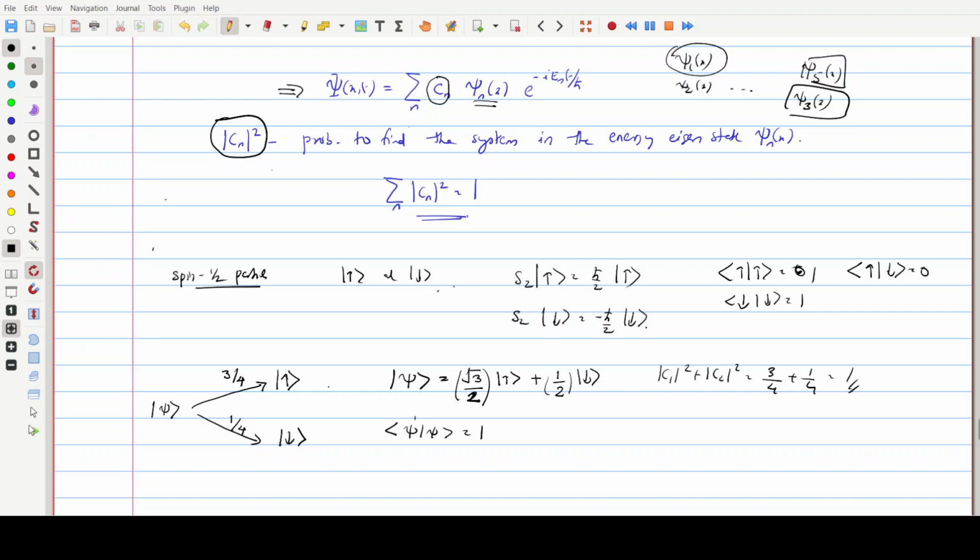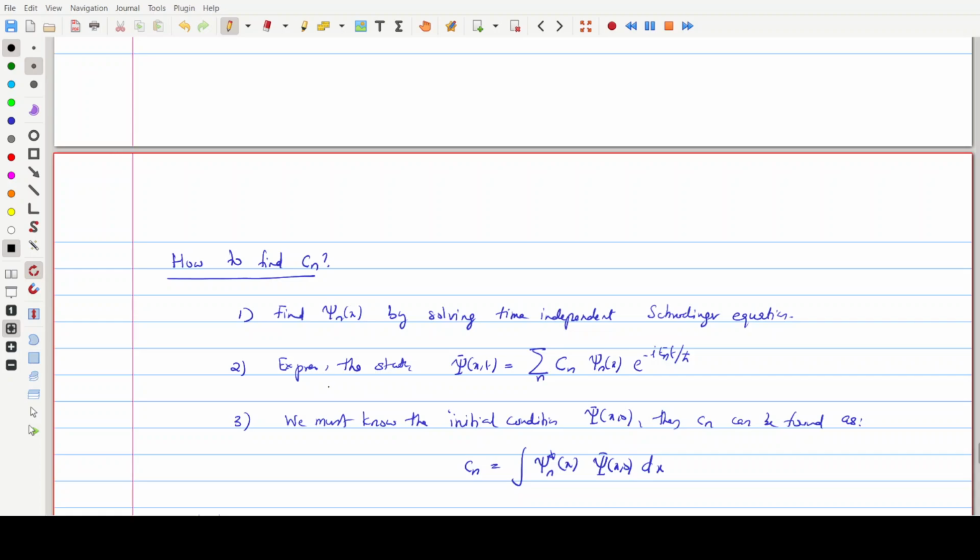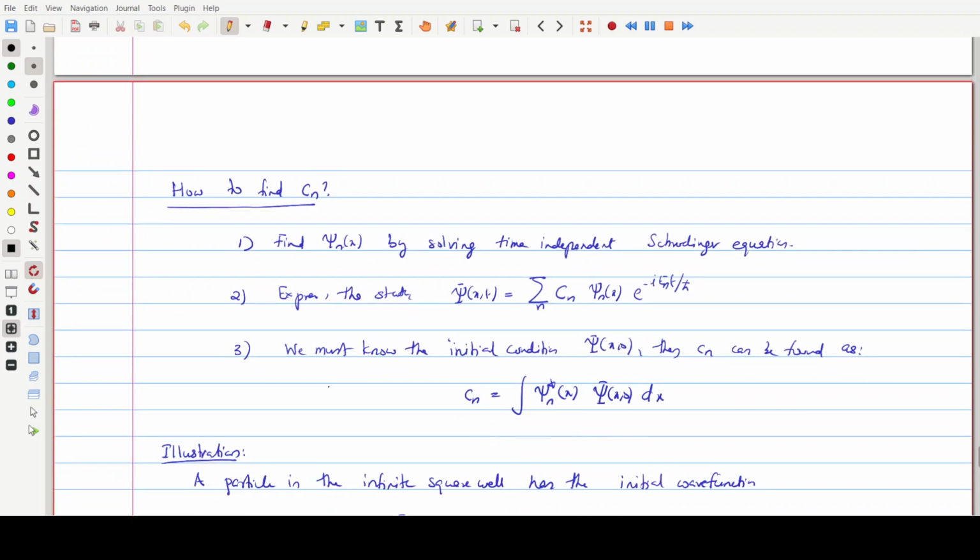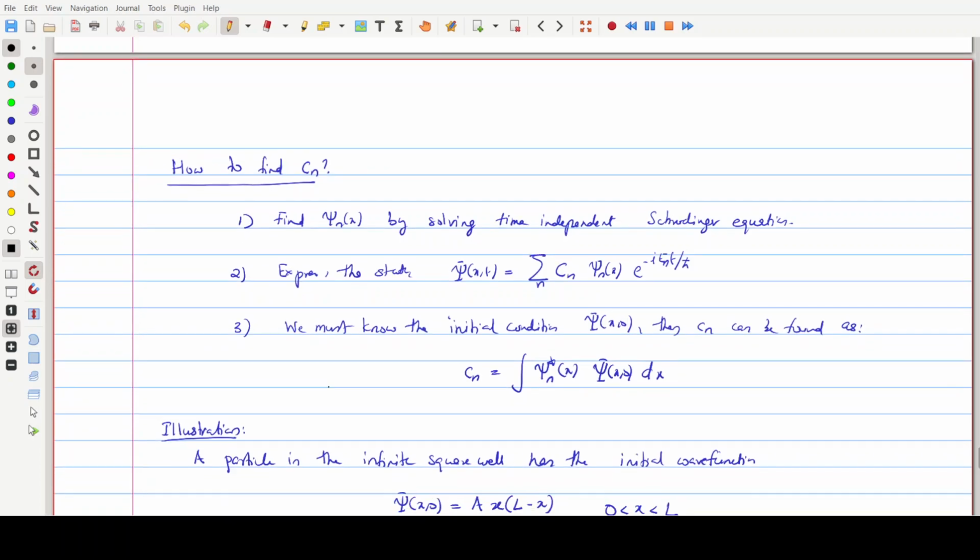Okay. Now lastly, we'll discuss how we can calculate this Cn if a wave function is given. So how to find Cn? This is one simple problem. In general, the finding of Cn is from the initial condition. So the step is, if you have an unknown problem, first of all we use the time independent Schrodinger equation and find out the energy eigenfunctions psi n.